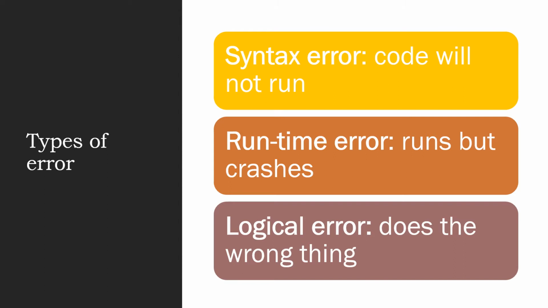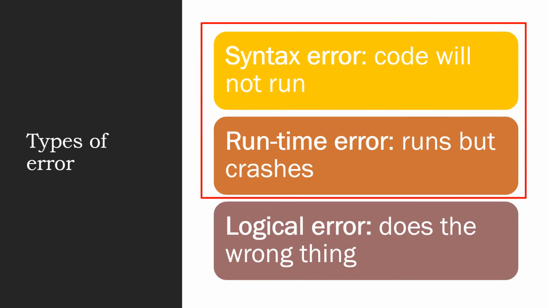If the code will not run at all, we call that a syntax error. Syntax is the name for the rules of any language. So English has syntax, but Python and other programming languages have got a syntax. That's the rules of the language. So if you don't obey those rules, your code will not run at all. If your program runs but then crashes, we call that a runtime error. And if the program runs and doesn't crash but does the wrong thing, gives you the wrong answer, then we call that a logical error. Some people call it a semantic error.